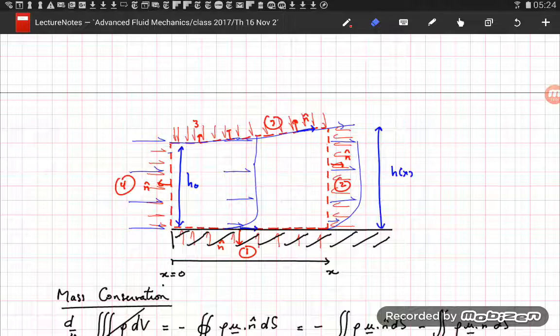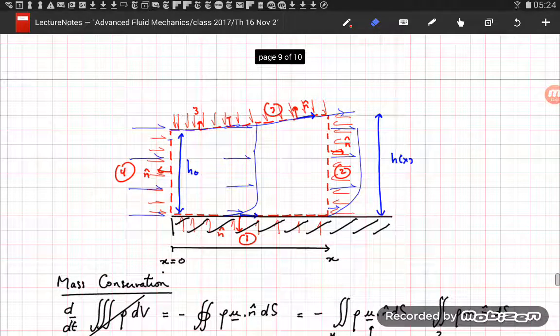And here you can observe that the only place where you have significant shear, and therefore significant gradients in the velocity, and the only surface where you will have a significant component of viscous stresses, is the bottom surface.